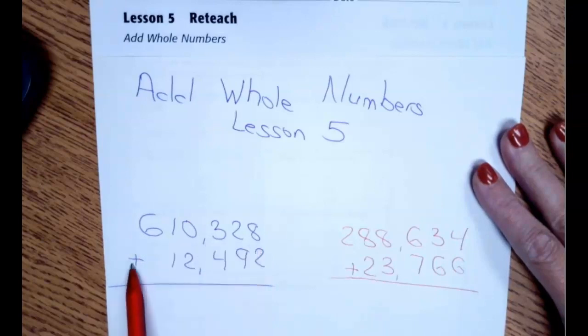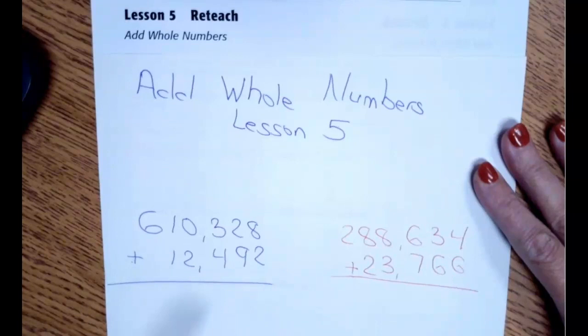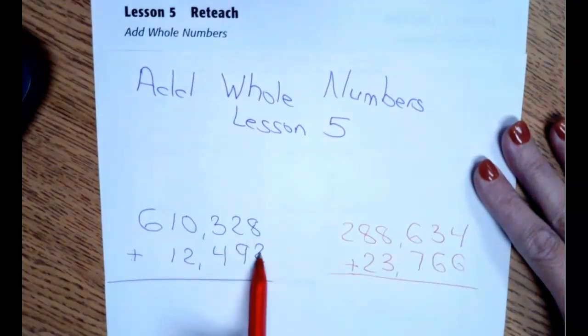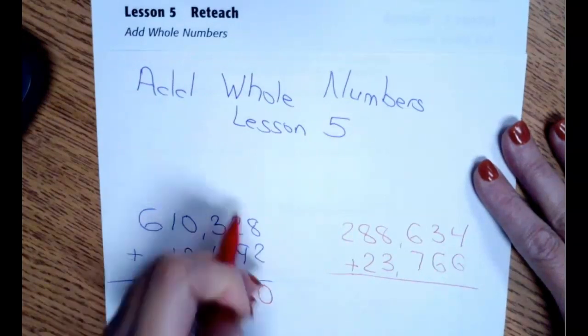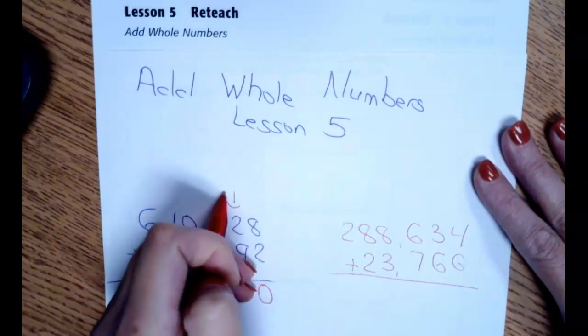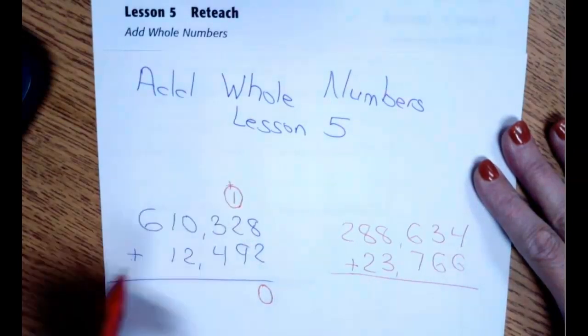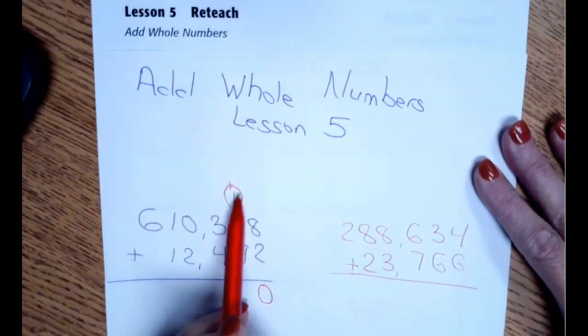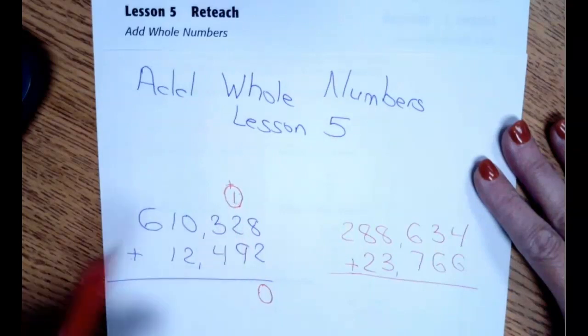All right, so I have 610,328, and I need to add 12,492 to find a sum. Well, I start in the ones place value. 8 plus 2 is 10. You know in the ones place value you can only put a 1-digit number there. So 8 plus 2 is 10. The 0 goes there. Bring the 1 up, regrouping it. Boys and girls, I always circle and put a plus sign because I'm telling you right now, this is where most mistakes are made. If you don't put it there, then you forget about it.